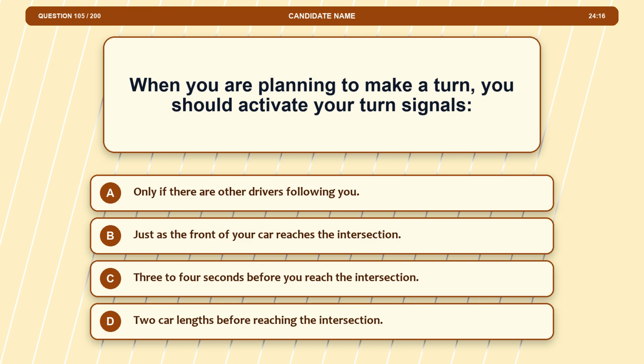Question 105. When you are planning to make a turn, you should activate your turn signals. Option A, only if there are other drivers following you. Option B, just as the front of your car reaches the intersection. Option C, 3 to 4 seconds before you reach the intersection. Option D, 2 car lengths before reaching the intersection.